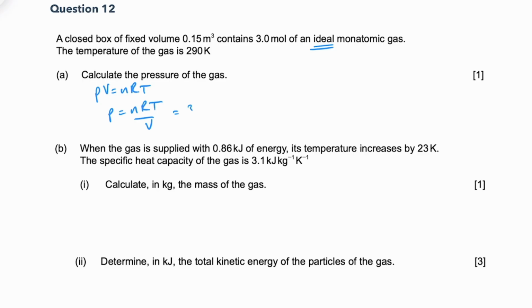n is the number of moles. R is the gas constant. T is the temperature in Kelvin. And V is the volume. And if we plug all of these into your calculator, you will get an answer of 48,000 pascals. So 48 kilopascals.